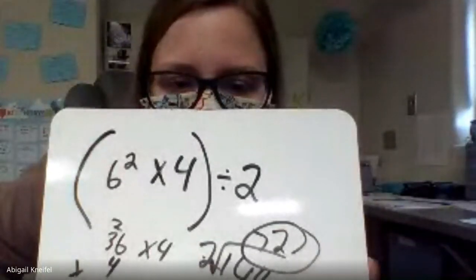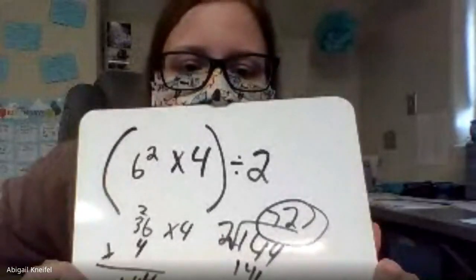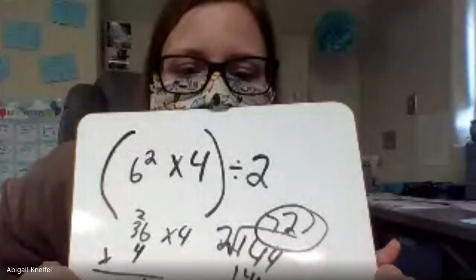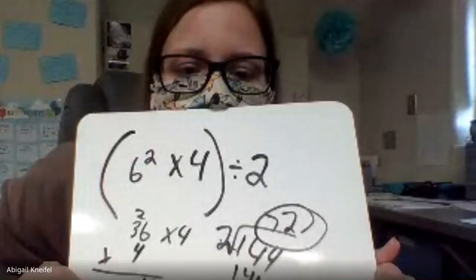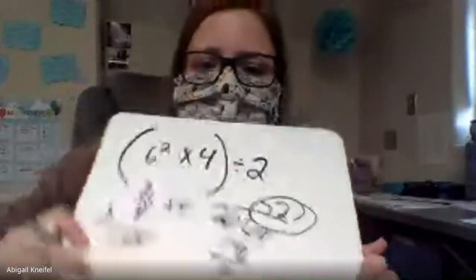Woohoo! If you didn't get it correct, no big deal. Just figure out why. Your answer should have been 72. 6 to the second power is 36 times 4. 36 times 4 is 144. 144 divided by 2 is 72. Erase! I'm glad I saw some right answers.